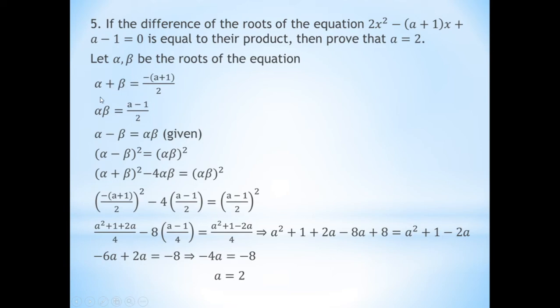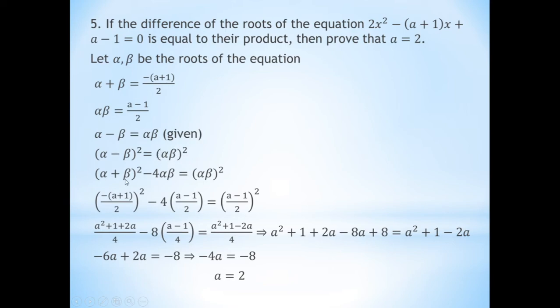Right? Now you see here alpha minus beta is equal to alpha into beta. It is given in the question itself. Difference of the roots is equal to the product of the roots. What is the difference of the roots? Alpha minus beta. What is the product of the roots? Alpha into beta. So now I am going to square on both sides. So alpha minus beta the whole square is equal to alpha into beta the whole square.